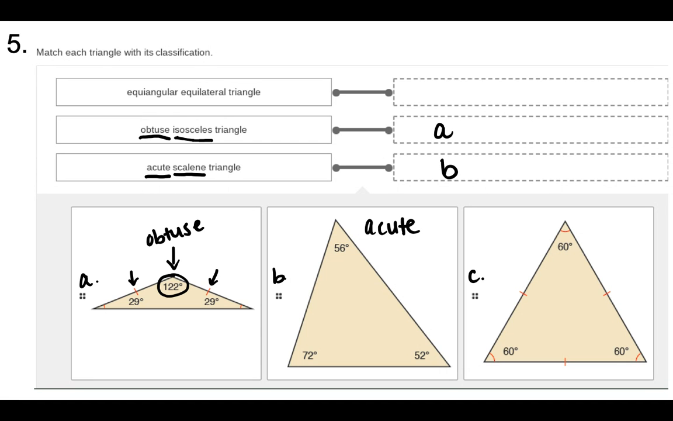Now let's look at C. We got 60, 60, 60. Now remember, if all of the angles are congruent and they're the same, that's an equiangular triangle. And then I notice there's a line here and a line here, which means that all the sides are congruent, which means it's an equilateral triangle. So I know that C is an equiangular equilateral triangle. All right, make sure you have that written down and let's move on.